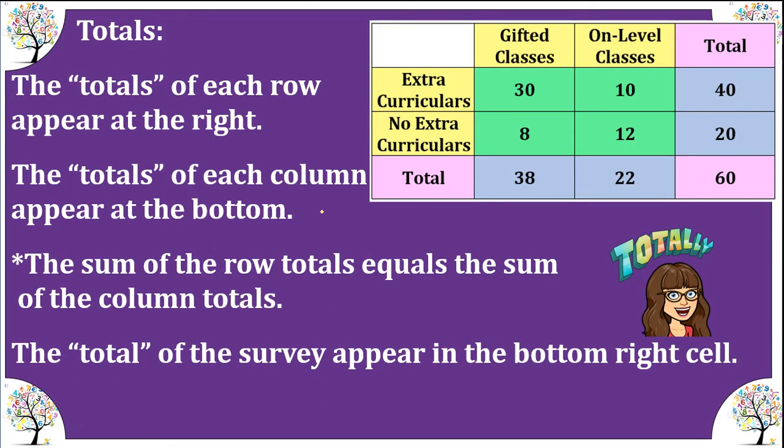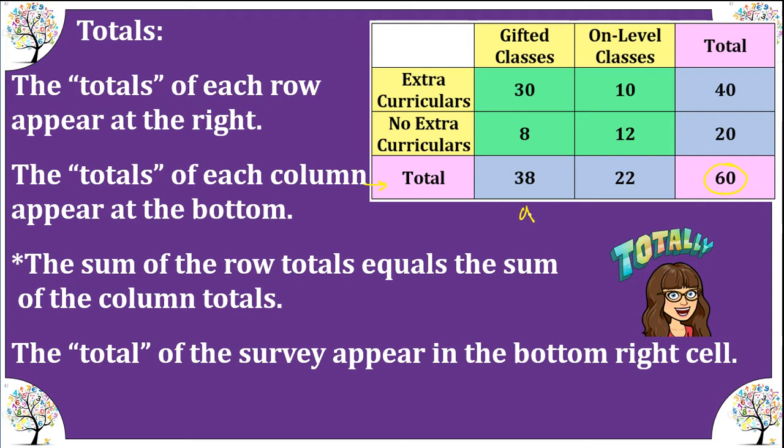Now let's take a look at the totals. There are several totals in our two-way table. So first of all, let's look going across in this row. All the way at the end in this lower right corner is the total number of people that were surveyed, asking if they are in gifted classes or not, and if they take extracurriculars or not.